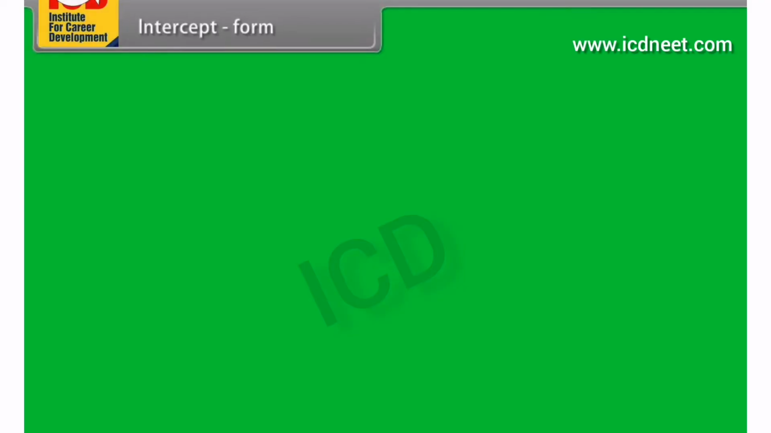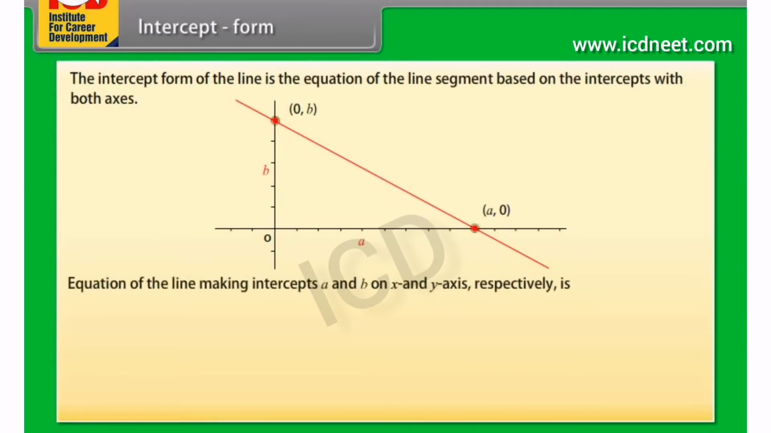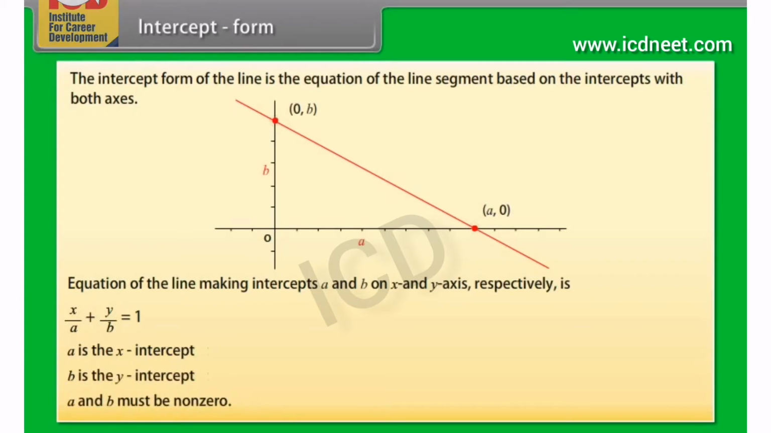Intercept form. The intercept form of the line is the equation of the line segment based on the intercepts with both axes. The equation of the line making intercepts a and b on the x and y axis respectively is x by a plus y by b is equal to 1. a is the x-intercept, b is the y-intercept. a and b must be non-zero.